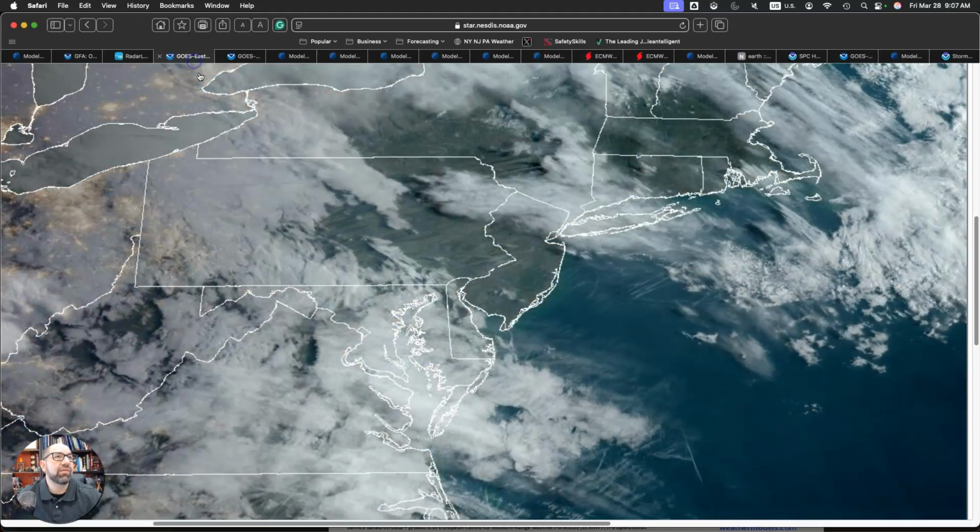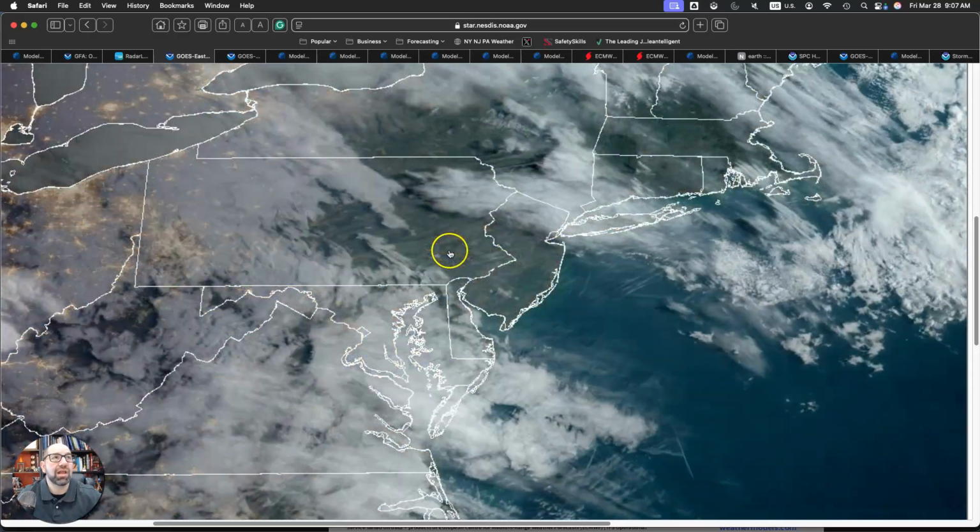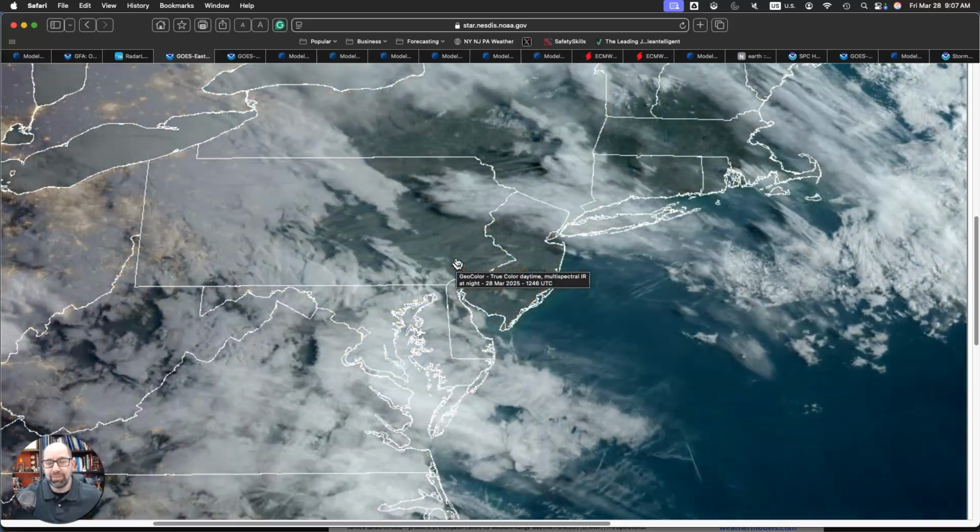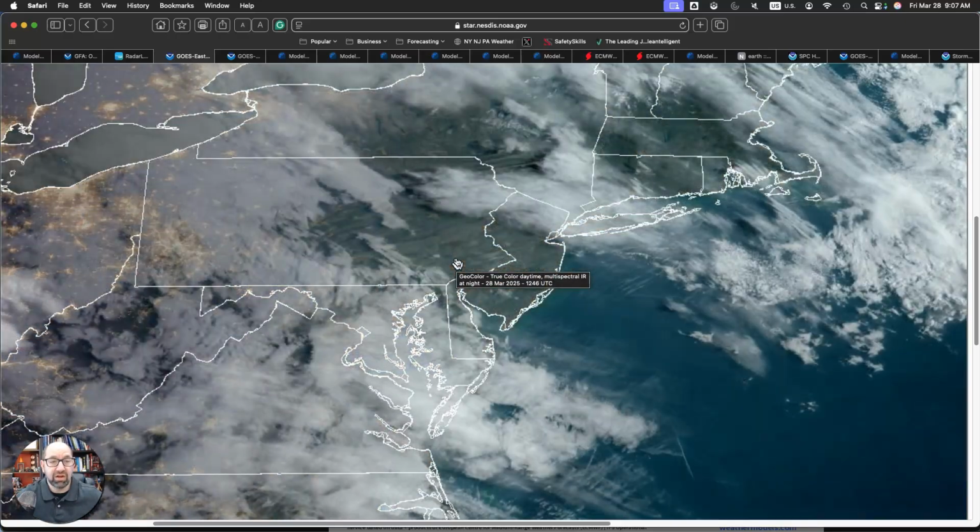You can see on the visible satellite picture what I'm talking about. Here's your breaks of sun. Here comes your cloud cover. We're going to be bouncing in between that throughout the rest of the day and into the weekend.